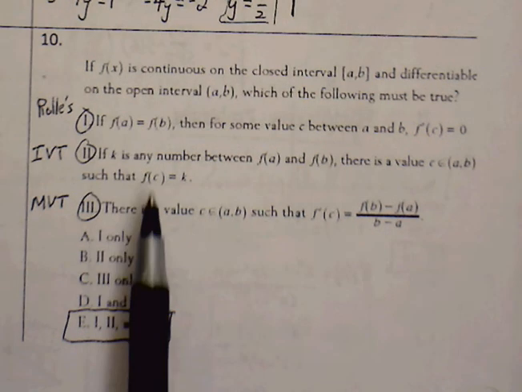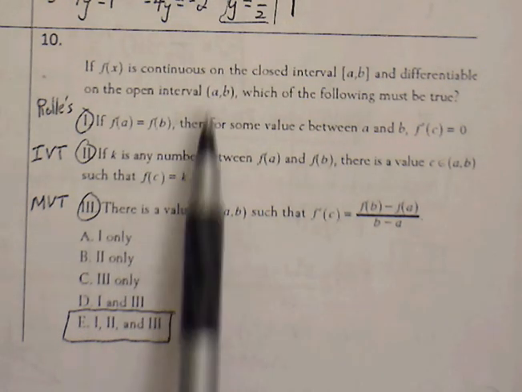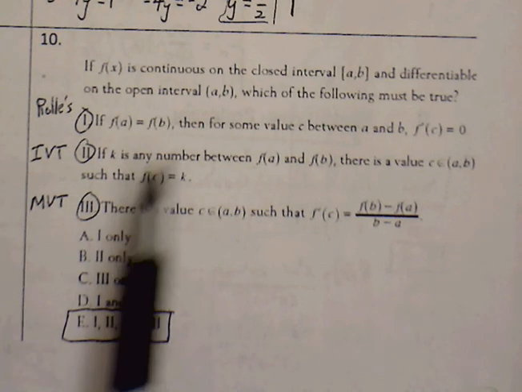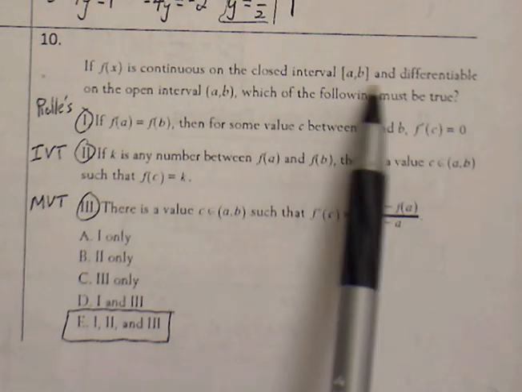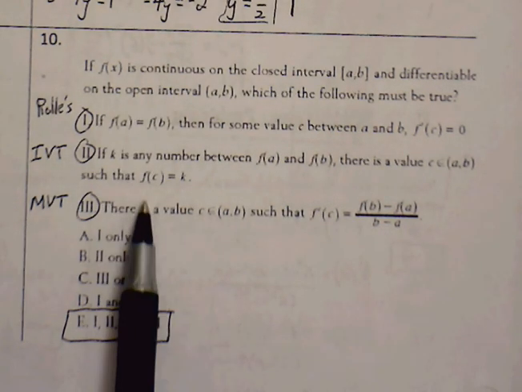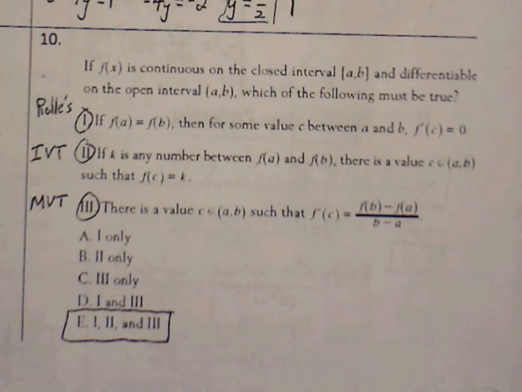Now Rolle's theorem and mean value theorem both share the same conditions, continuity and differentiability. Intermediate value theorem only needs continuity, so it has that. So all three conditions will be met, so the answer choice will be E.